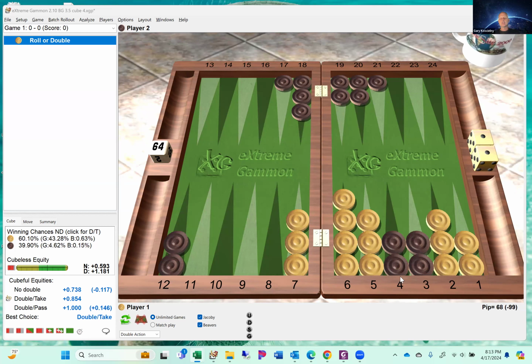So you can play a 3-4, which is kind of the middle back game as opposed to a high back game or a low back game. But 100 pips is fine for that. So here we have 100 pips. It's a double and a take.